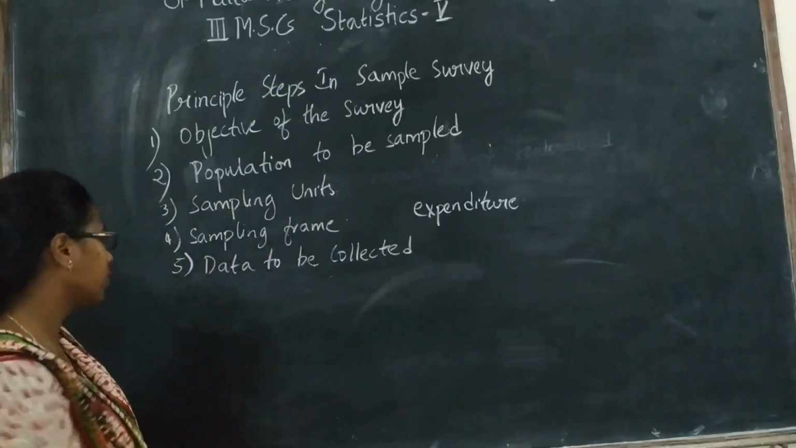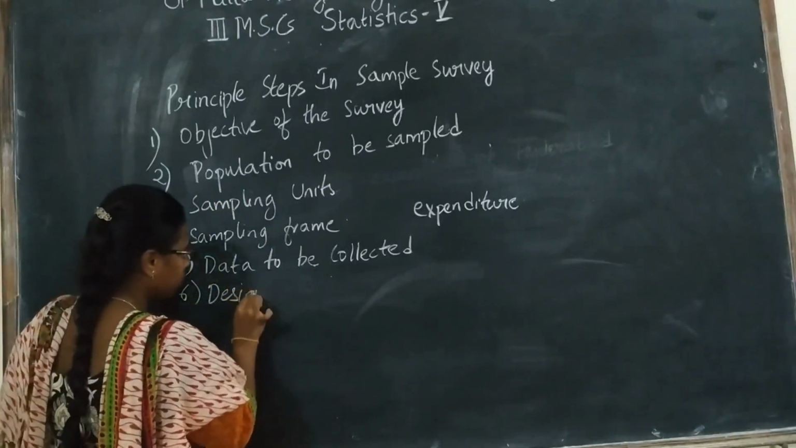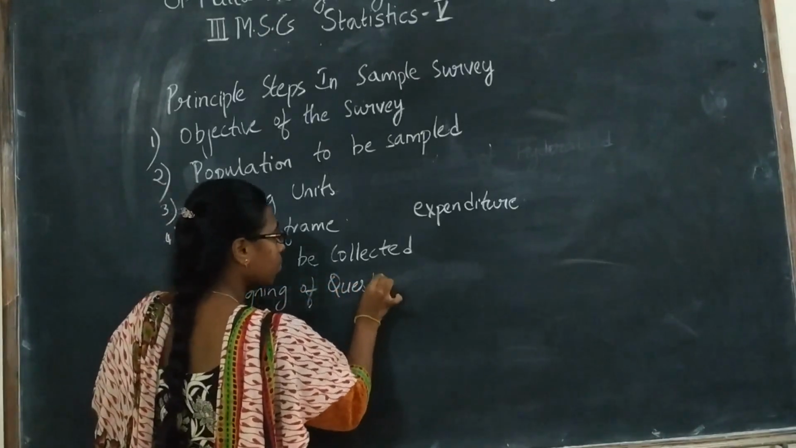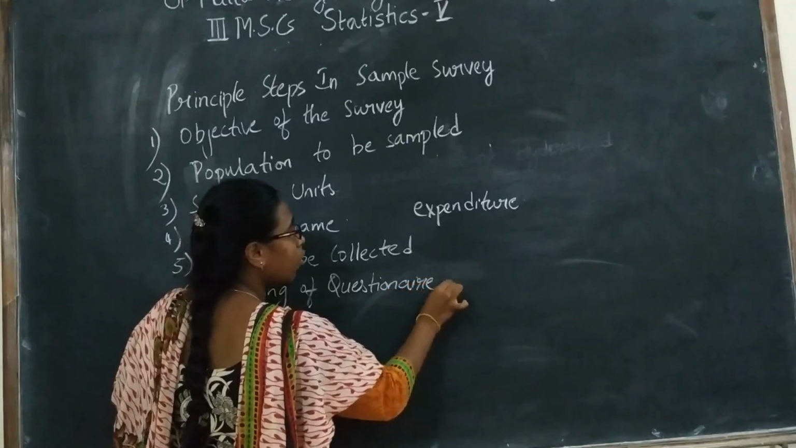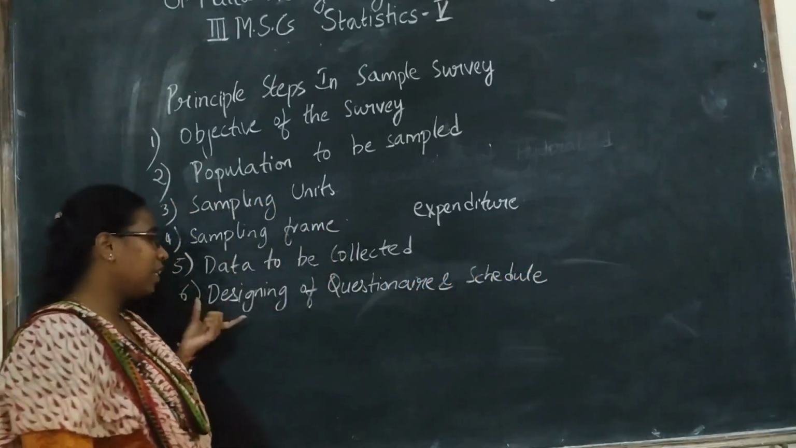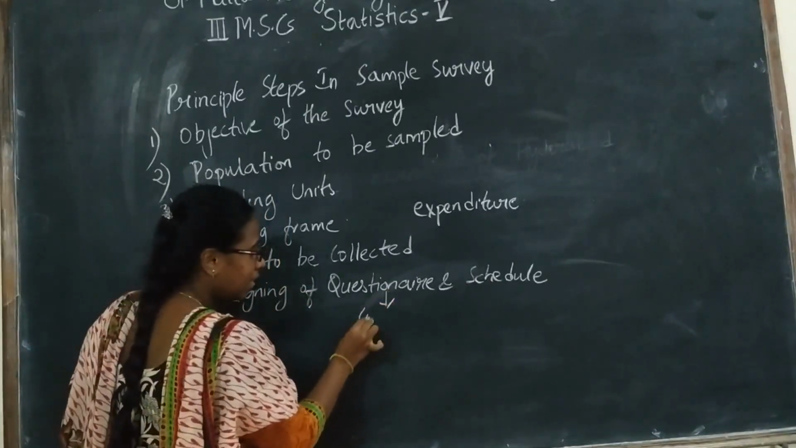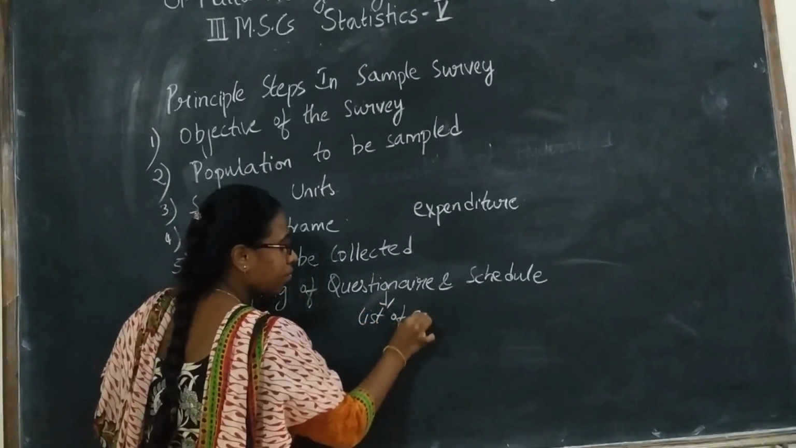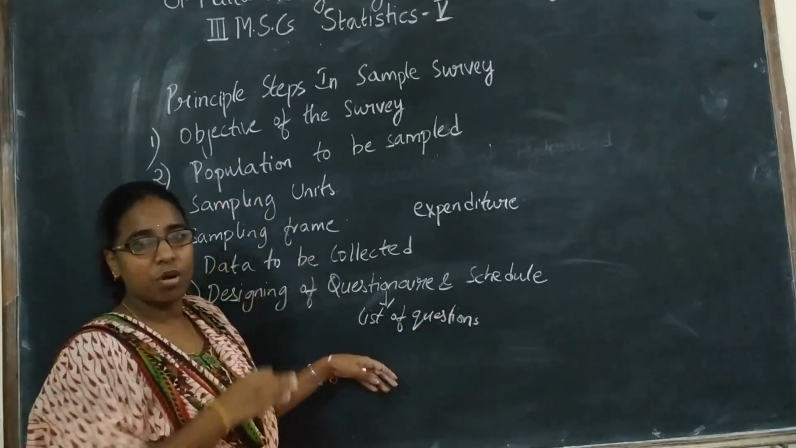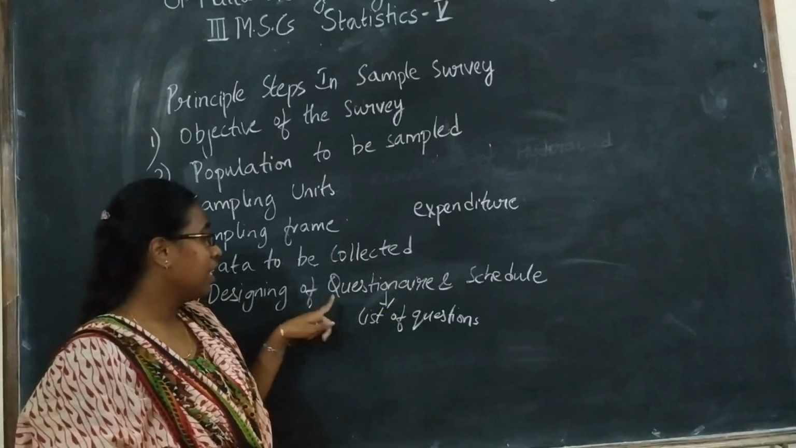So next one is designing of questionnaire and schedule. From our first year, we are learning about questionnaire and schedule. So what is a questionnaire? Questionnaire means a list of questions. We will fill forms, right? So a form is a questionnaire where you will have a list of questions and we will write the answers for it. That is the questionnaire.